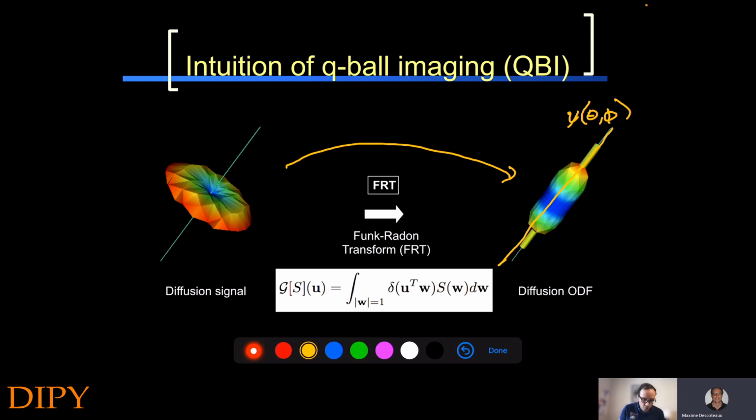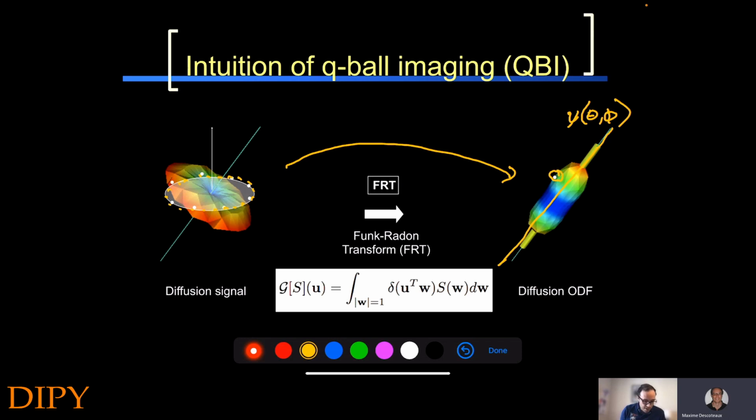And so this Funk-Radon transform, which was also introduced in the technique QBall imaging, is the way to do this transformation. So what's happening? You choose a direction, you find the orthogonal plane, and you compute the integral, or the sum. So this is what this equation tells us. And that gives us a point on the ODF, this point.